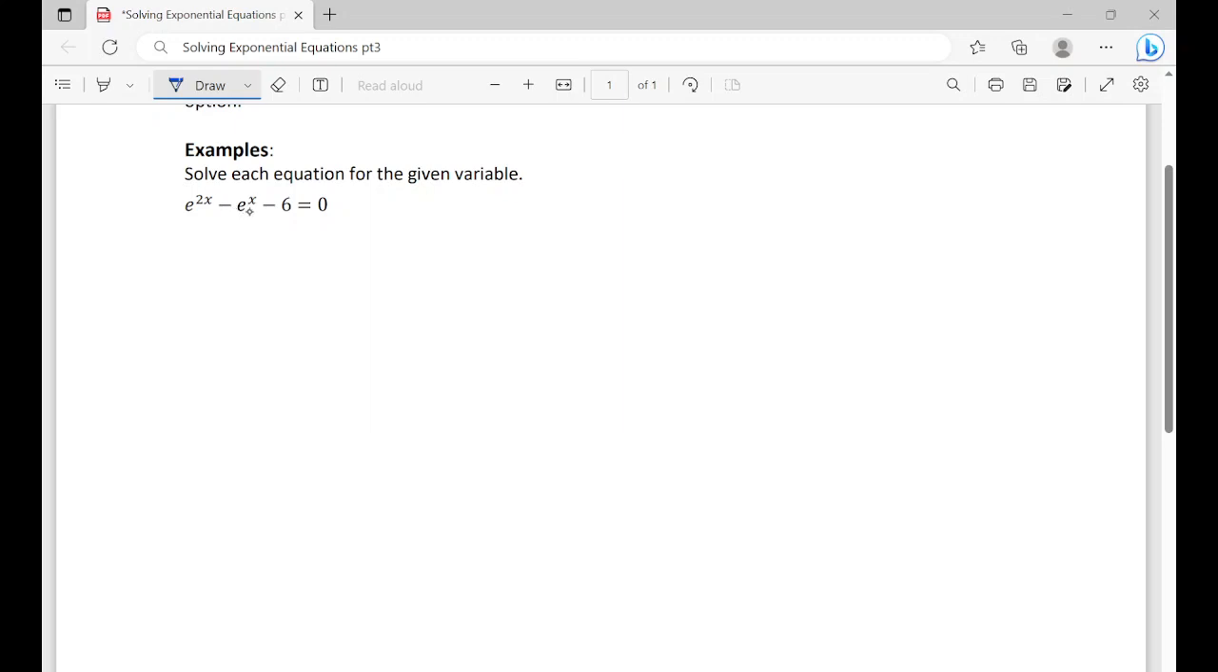We can't combine them. We can't just divide them out. We can't do anything like that. But what we can do is look at it and see that this is in the form of a quadratic. This is what's called quadratic in form. So I can do a substitution by substituting out the middle term. You can use any letter you want, but typically the letter u is used, called a u substitution. u = e^x.